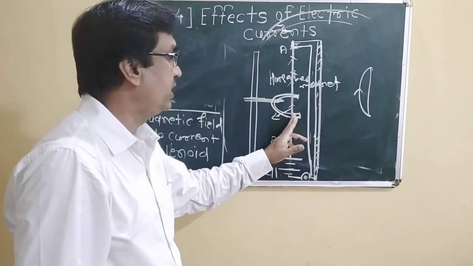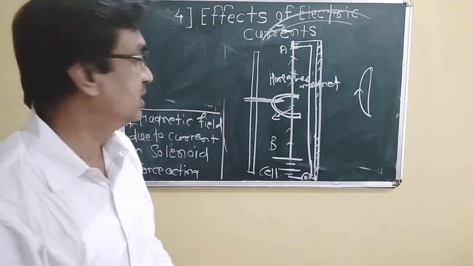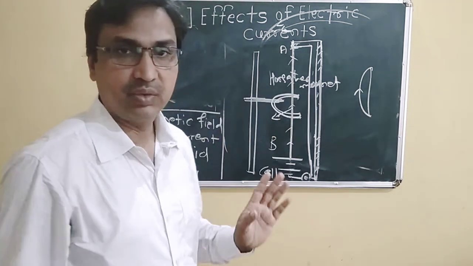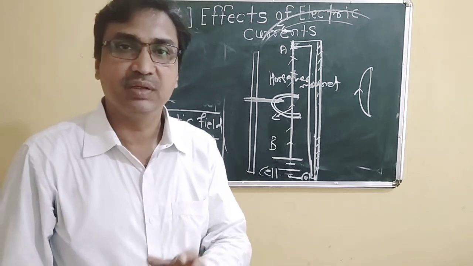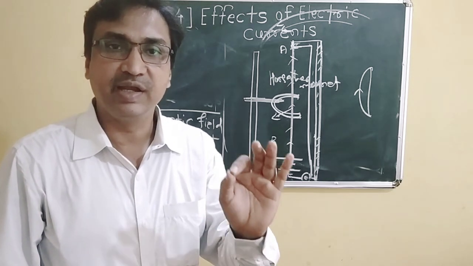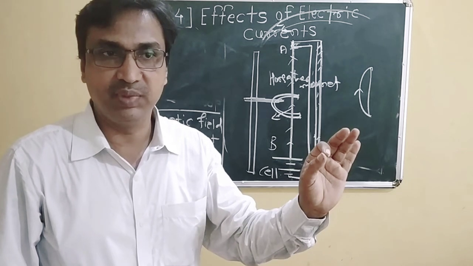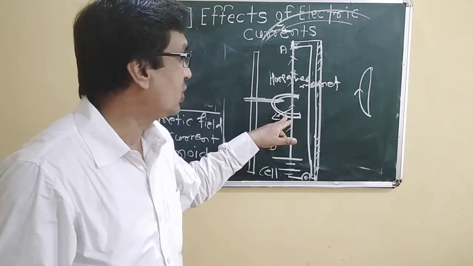This conducting wire bends towards this side. Why does it bend towards this side? Because this wire is carrying an electric current. When it carries an electric current, there should be a magnetic field related with that current carrying conductor. That means this cable also possesses a magnetic field, and here is a horseshoe magnet.